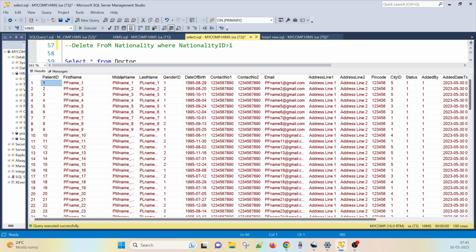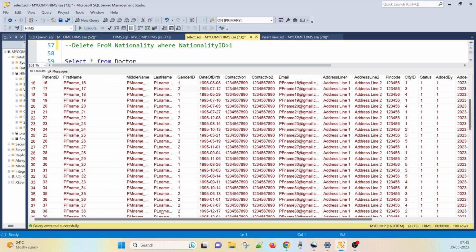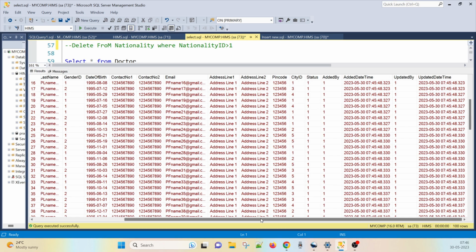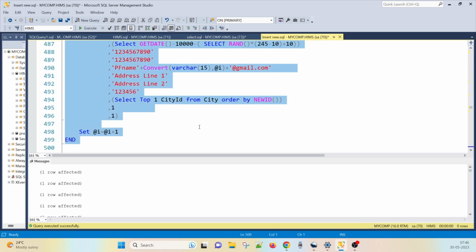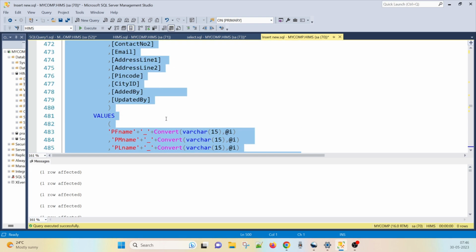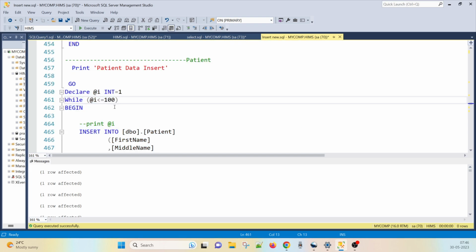Means patient first name, middle name, and last name. As I said, this data you will get from the application side, the UI point of view. Right now, I am inserting from the backend. That's why, correct? I can insert 50,000 records in it. But first of all, you have to modify here.